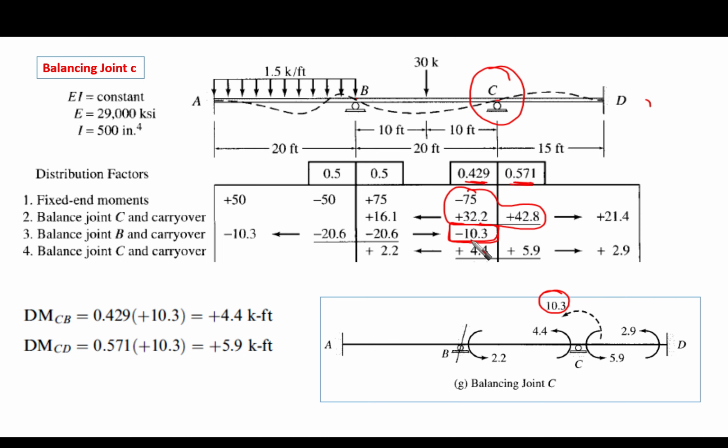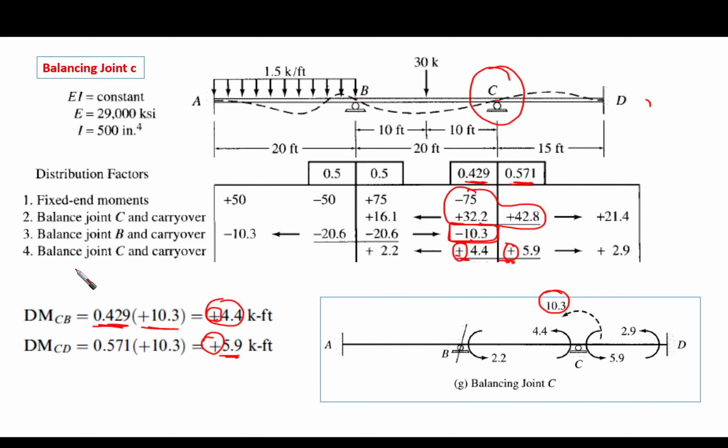So this 4.4 comes from 0.429 times 10.3. And this amount, 5.9, equals 0.571 times 10.3. And they are both positive. They should always have the same sign, which is opposite of the original unbalanced moment. So we are going to have it positive here.